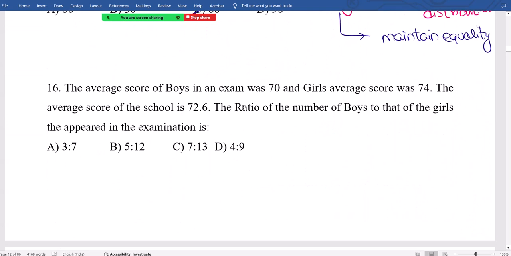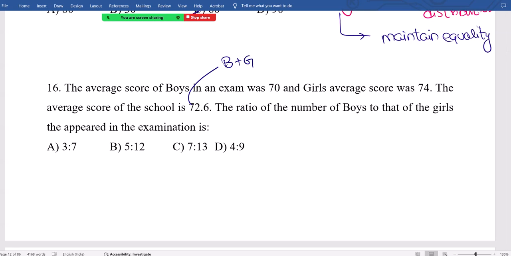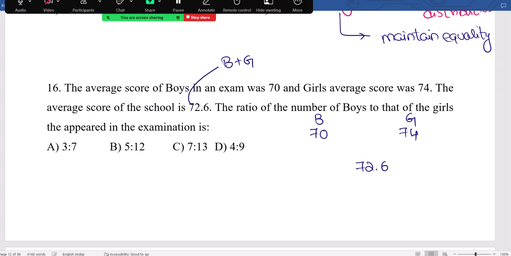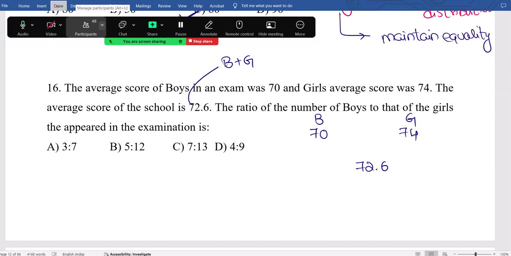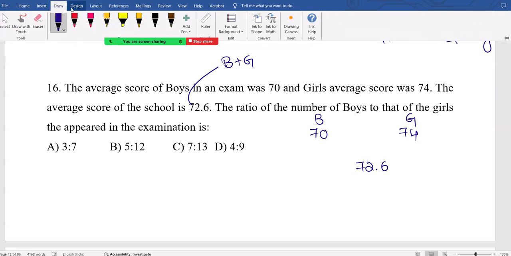averages and ratios concept combined, mixed allegation concept combined. I can say boys score is 70, girls is 74. Average score of the school. Here this is mixing boys and girls together. In mixtures and allegation, boys 70, girls 74, mixing 72.6, you put it in the center. Take difference between numbers and put in opposite side.